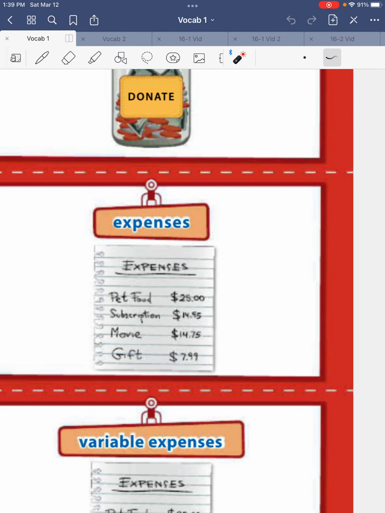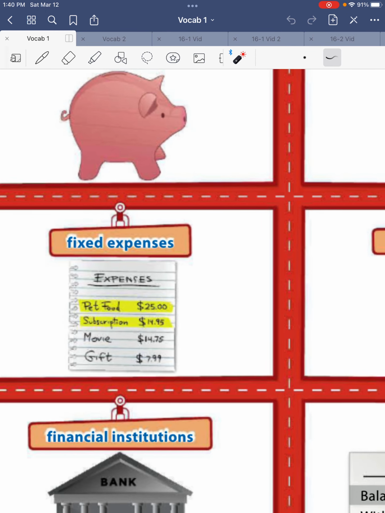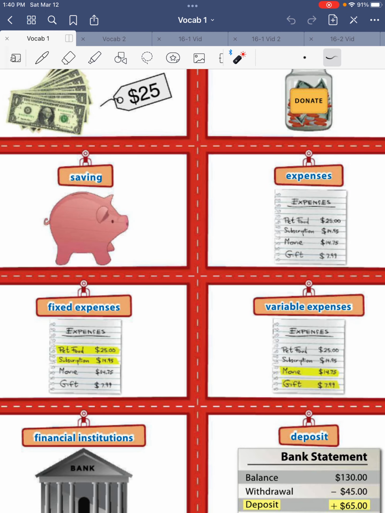Next, we have expenses. Expenses are amounts of money spent. So, for example, here we have this paper and it says expenses. I have pet food, $25. I have a subscription, which is like a subscription to Disney Plus, $14.55. I have a movie, costs $14.75. And if I want to buy a gift for somebody, it's $7.99. Okay. All of these things cost money. Those are expenses. Those are things that you have to buy. They're your expenses.